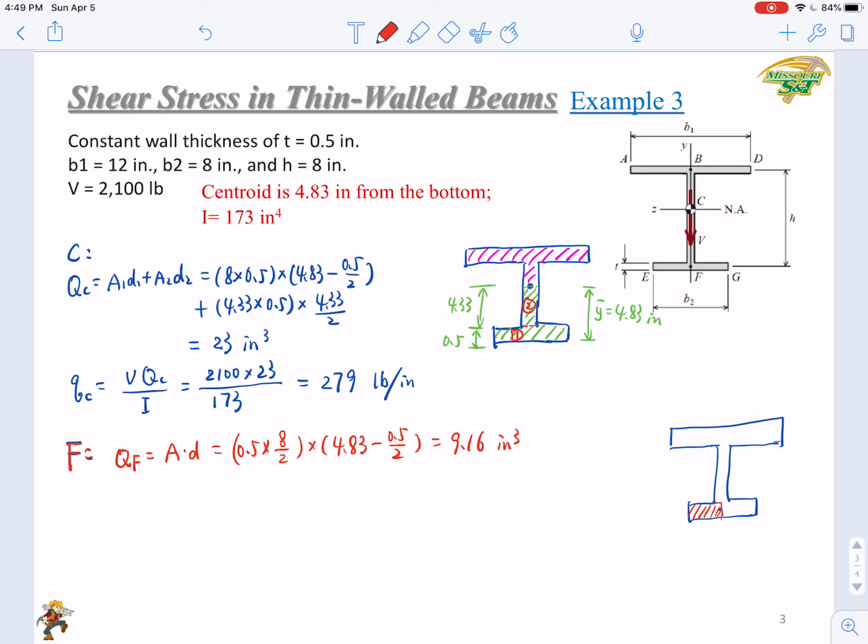cubic inch. And the QF, shear flow at point F, will be VQF over I. That is 2,100 times 9.16 over 173. So you get 111.2 pound per inch.